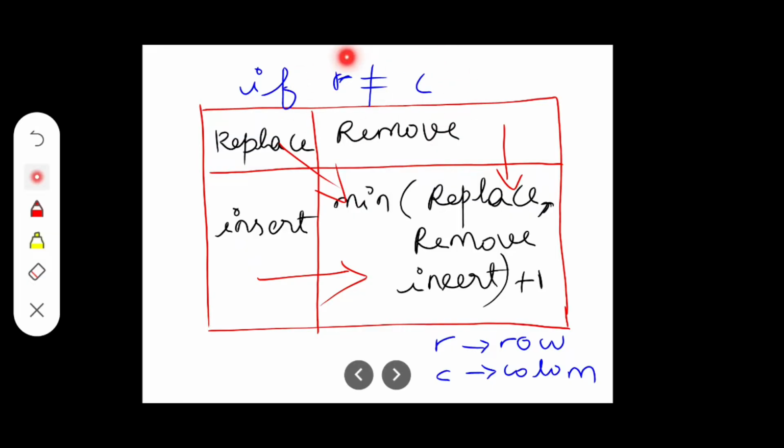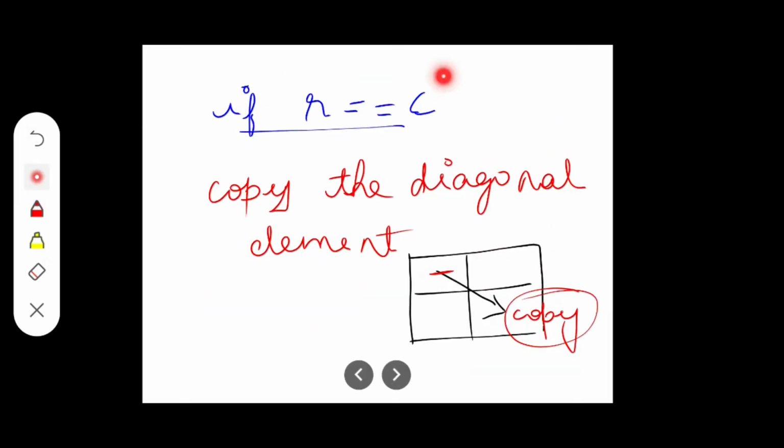If row value and column value are not equal, if they are not matching, then we have to take the minimum number among replace, remove and insert. Whichever is the minimum number among them, we take that and add +1 to it. This is one condition. If row value is equal to c value, that is, row is matched with c, then copy the diagonal element. That is what we have here. The number that we have in this position, we just copy that to the next box, that is the diagonal element. Okay, we are copying here. You just take this number in this position. This is what this indicates.